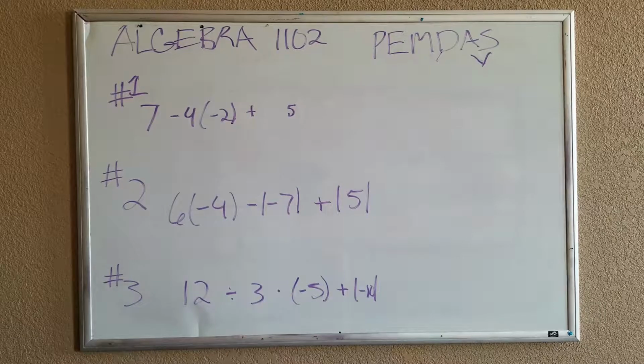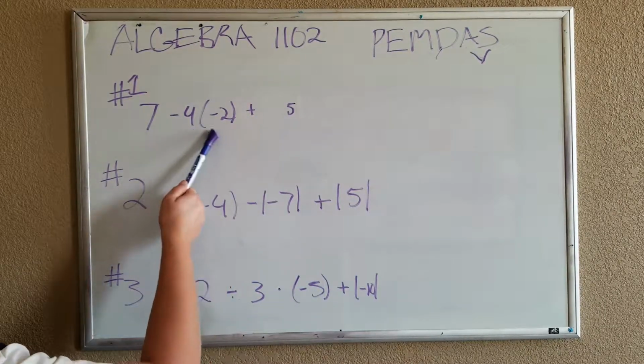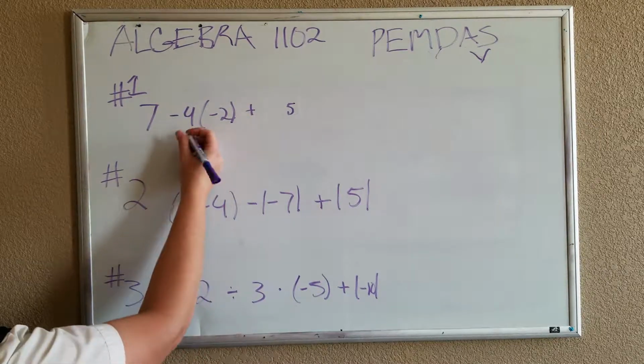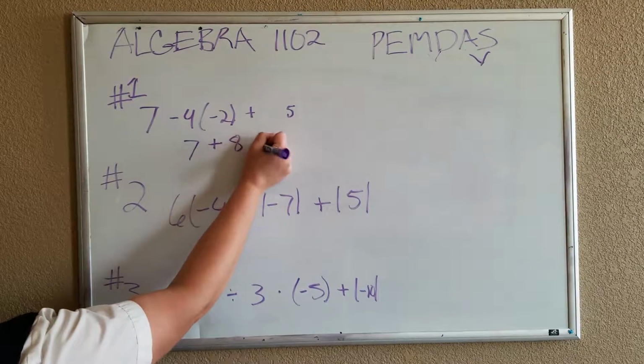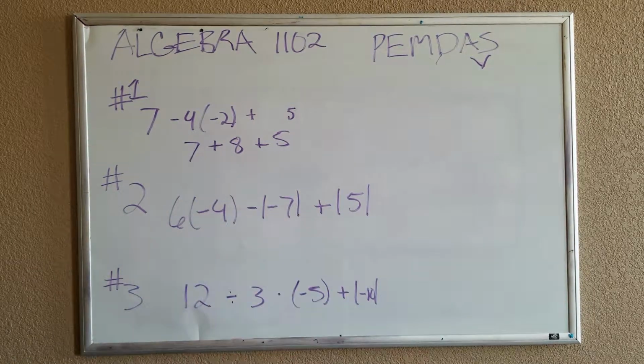Exponents, there's none. So we're going to start at this side and then do any multiplication and division. We have multiplication right here, a -4 times a -2, which gives us a +8. So now we have 7 plus 8 plus 5. Now you can just add those three numbers and you're done with that problem.